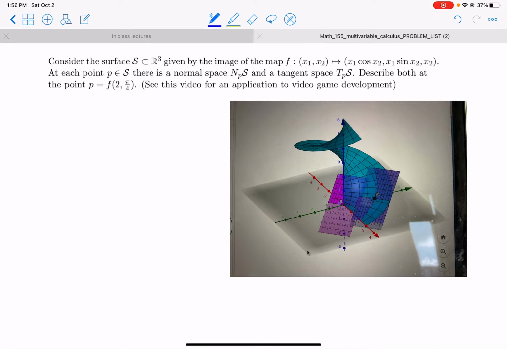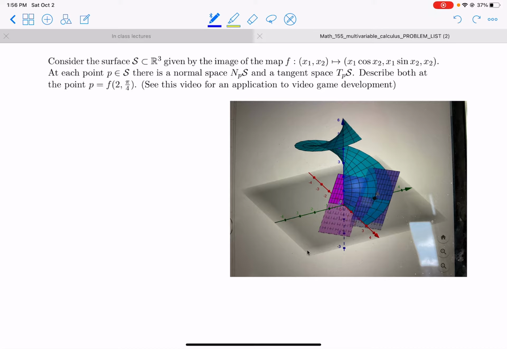Hi everybody. This video contains new concepts, the normal space and the tangent space to a surface, which will be extremely important when we think about flux and electricity and magnetism in the future. Now, I'm going to first solve the problem and then I'll explain further at the end of the video. So first I'll just give you the solution, how I would write my solution.